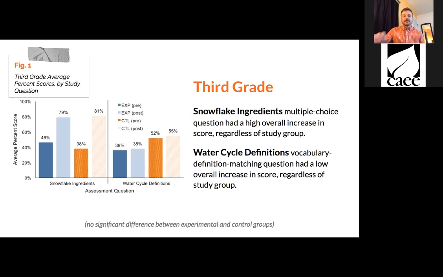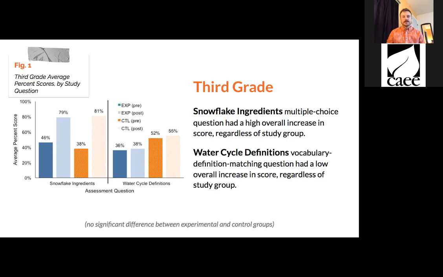And you can see here on the left, there was a question about snowflake ingredients. So we taught third graders, what are the ingredients of a snowflake? The pre-assessment is the lower ones, which is pretty normal, and the post-assessments are the higher ones. The experimental in this case is blue, and the control group in this case is orange. And you can see that on the left, the snowflake ingredients question had a pretty large rise from pre to post scores.